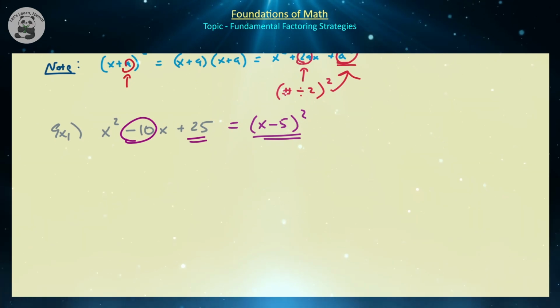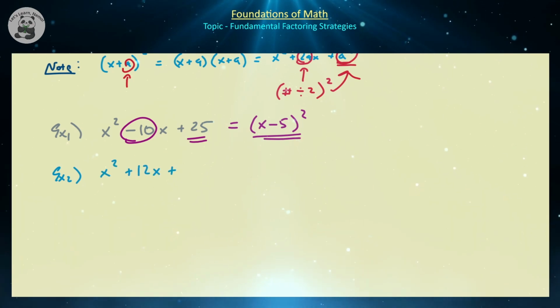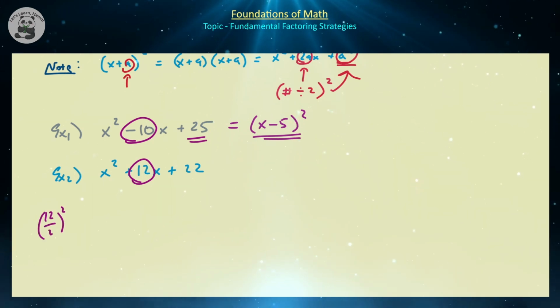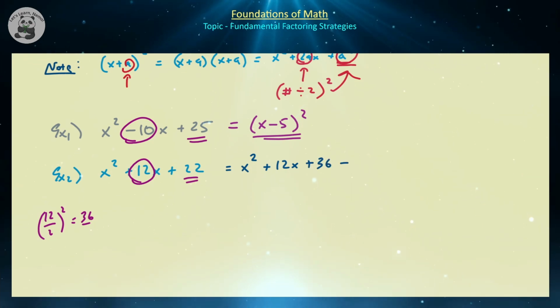Now let us pretend that it's not so nice. Let's assume we have x squared plus 12x plus 22. If we take the number in front of x divided by 2 and square it, we have 12 divided by 2, the quantity squared, which is equal to 36, which is not the number there. But what we can do is put it there anyway. In particular, we're going to do it this way: x squared plus 12x, we're going to add 36 and then subtract 36. And don't forget the 22 that used to be there.